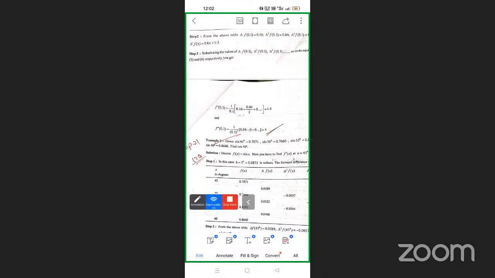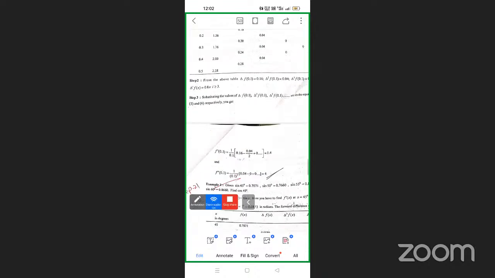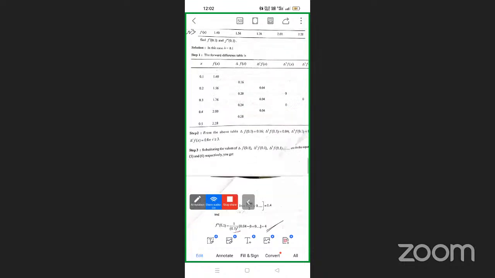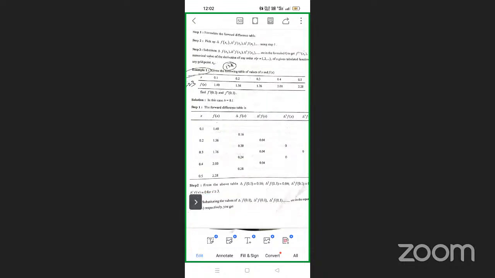So this is the second example. This is example 1: the first derivative and second derivative of f at the point 0.1 is nothing but here.